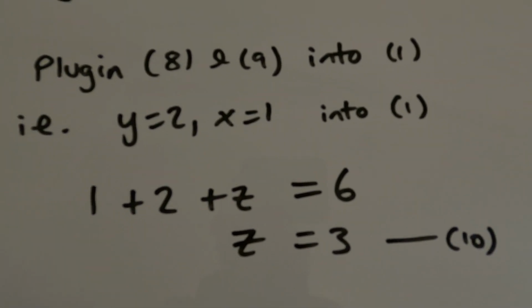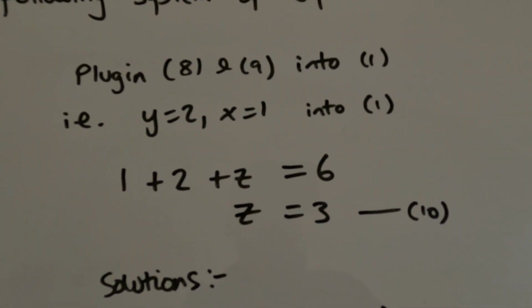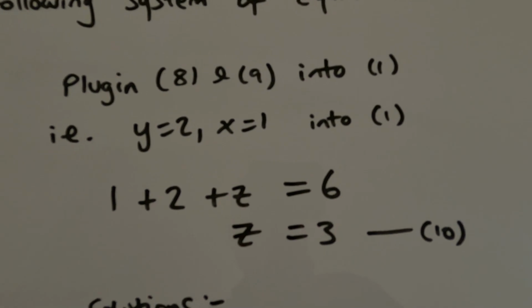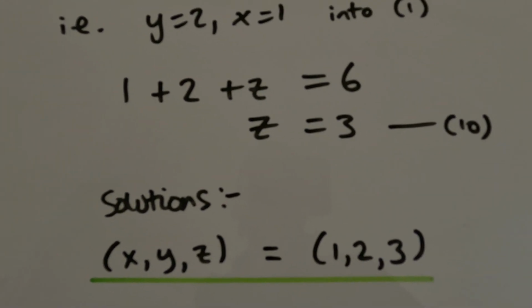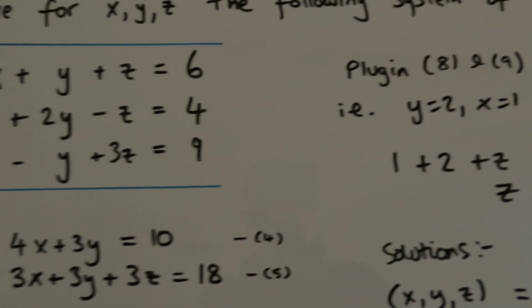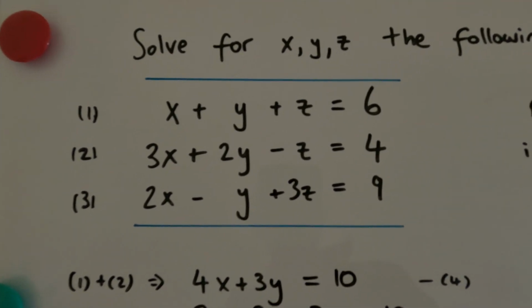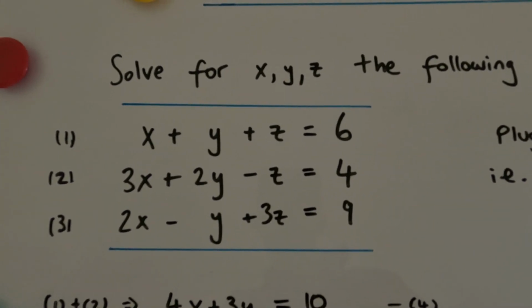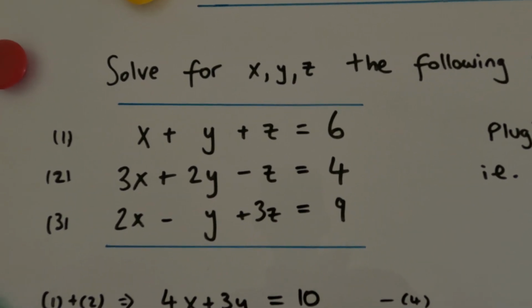You don't have to call it anything. You've now found all of your variables, x, y, and z. You've solved the system. So the solutions are x, y, z is equal to 1, 2, 3. So there you go, guys. And we can do that for 4 equations, 4 unknowns, 5 equations, 5 unknowns. We just apply the same principles as we did for the 2 and the 3 case.